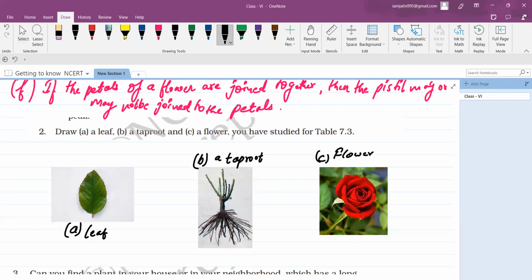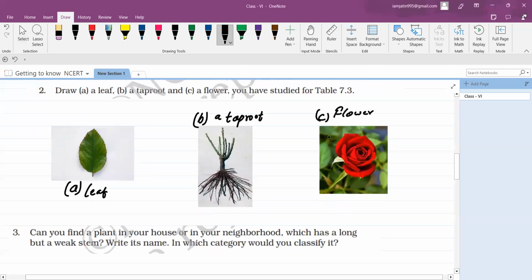The flower with separate petals. Okay, this is the leaf of the rose plant. You can see the leaf, the taproot, and the flower. Is that clear to everyone?